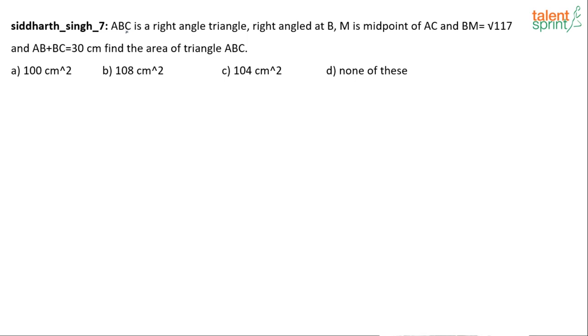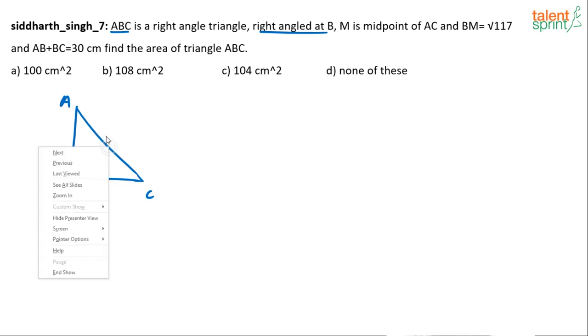So basically he's referring to a right angled triangle which is right angled at B. So try that. A, B, C, right angled at B, right? So here is the right angle, 90 degrees. Now, what else do we know? M is the midpoint of AC, which means AM is equal to CM, right?